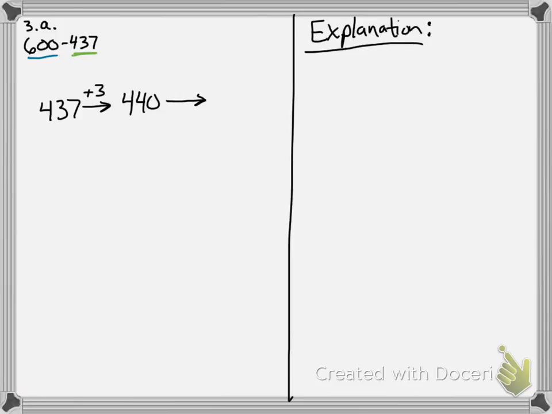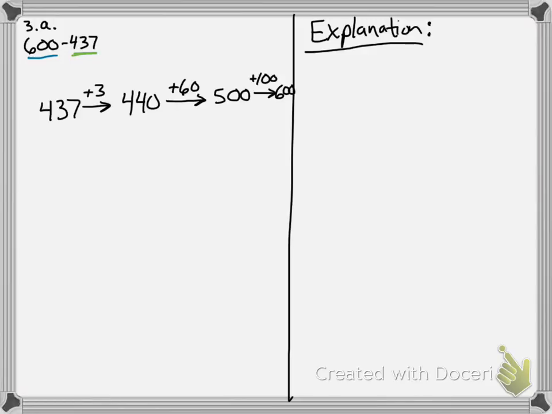So I know that 40 plus 60 is going to make the next 100. I'm going to go plus 60 right here. So 440 plus 60 equals 500. Then from there, I just have to get to 600. So I know that I'm going to have to do plus 100 equals 600.